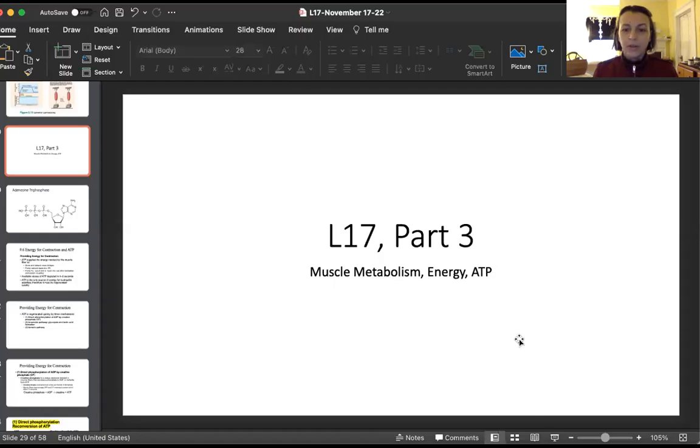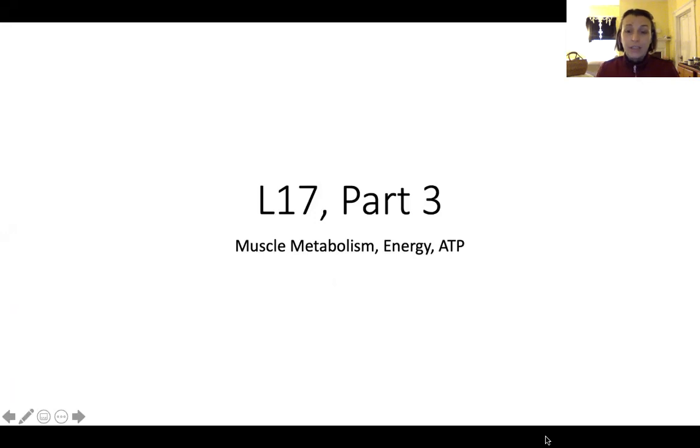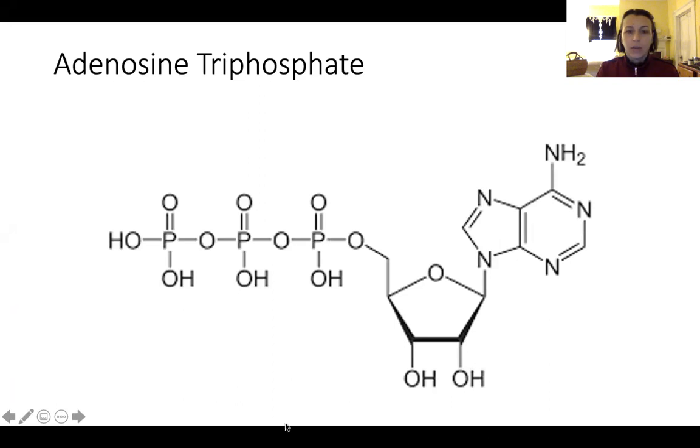Okay, here we go. We are going to talk about muscle metabolism, energy, and ATP, adenosine triphosphate. So let's look at what that molecule looks like. Adenosine is this part of the molecule here, and then the phosphate bonds are what makes it adenosine triphosphate. 1, 2, 3. We have 3 phosphate bonds. So this is going to be our energy molecule.